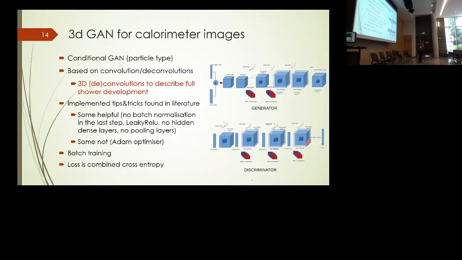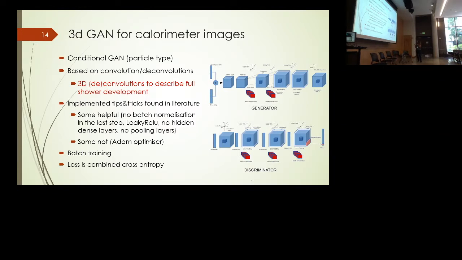There are several techniques that should be used if you want to train GANs efficiently. We tried a lot of things. Some of those were helpful for us, and we have implemented them. Others were not so helpful. It's interesting, for example, to see that almost all people that have been training GANs use the ADAM optimizer. This doesn't really work for us. Anyway, we do our training in batches, and we use cross entropy as a loss.